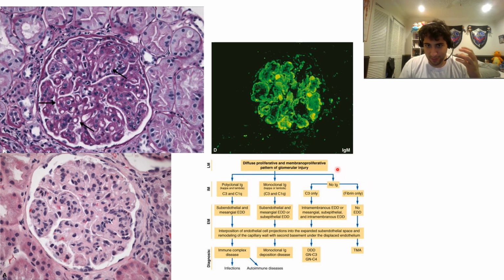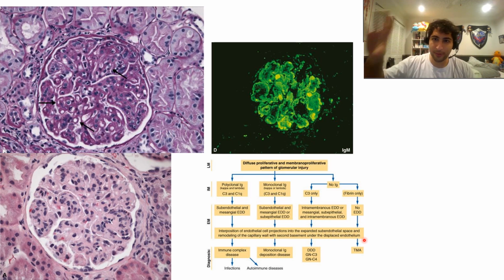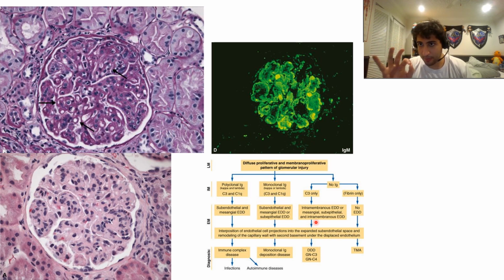If it's not immunoglobulin related, it could just be fibrin. All right, and that's more of a thrombotic picture. It's like a vascular disease, and we'll talk about that in a different lecture entirely. And if it's not immunoglobulin and it's not vascular, it's a problem with the C3 convertase. It's usually an antibody directed against the C3 component. It's directed against the alternative pathway.